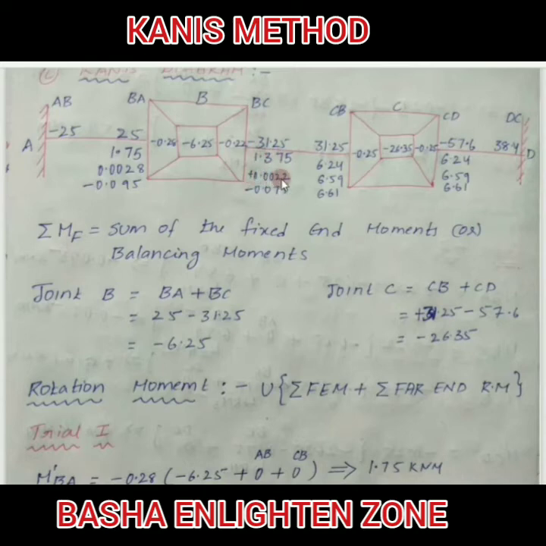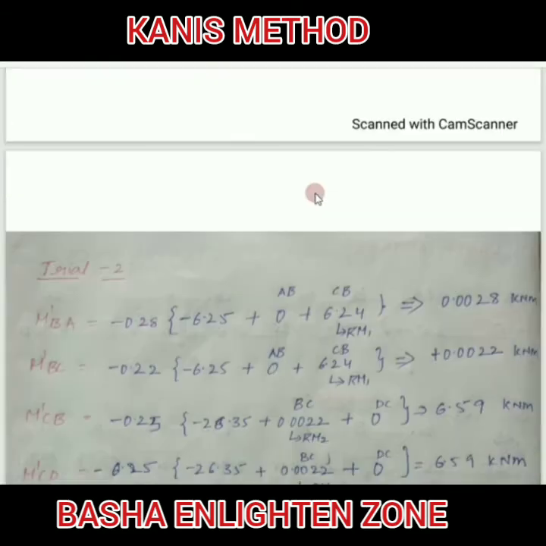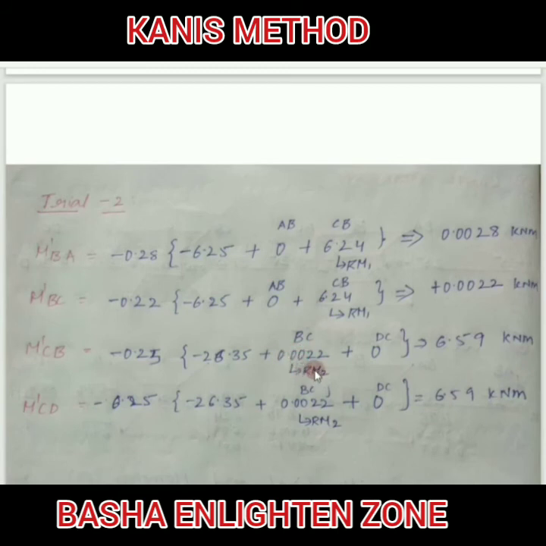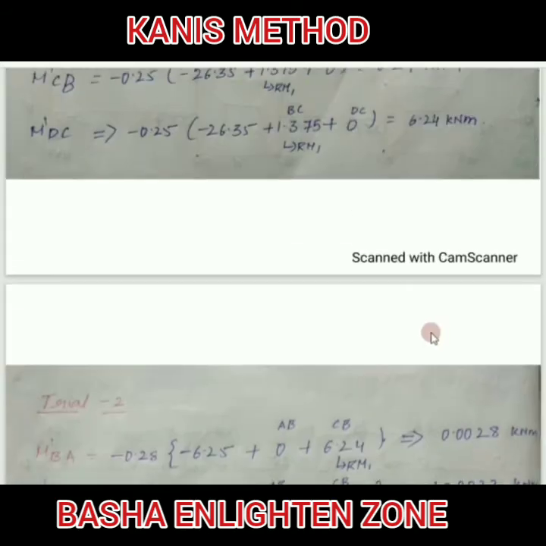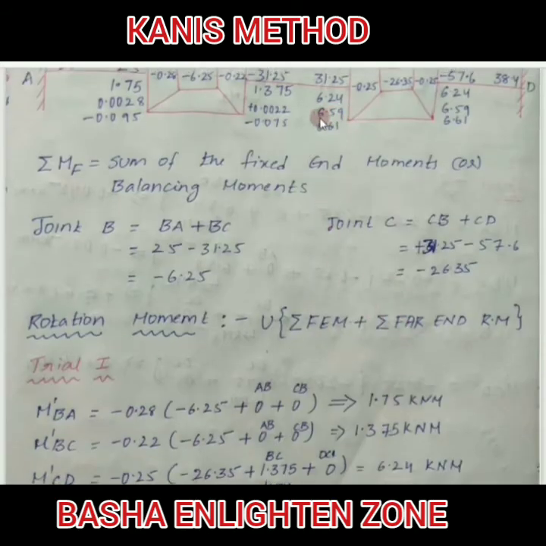So here, for calculating the second trial CB, you consider this 0.0022 as the foreign rotation moment for CB. Clear? I mentioned here rotation moment 2 BC for the second trial CB. Please check that one. Minus 0.25 times minus 26.35, the sum of the fixed moment, plus 0.0022, your rotation moment, plus 0. Similarly, after simplifying this one, you will get 6.59 kilonewton meter. Write down directly here 6.59 kilonewton meter.